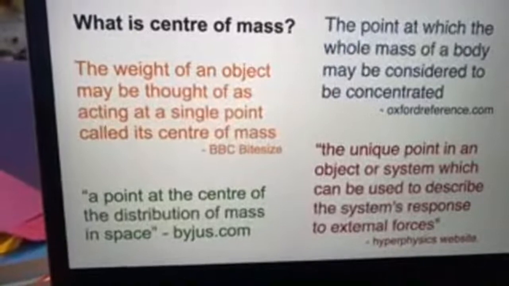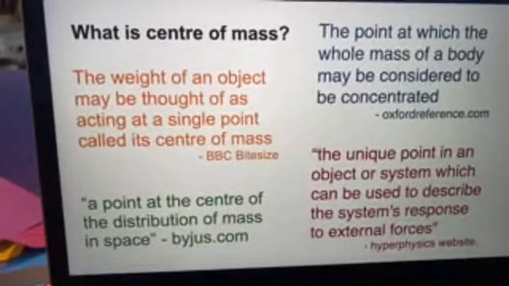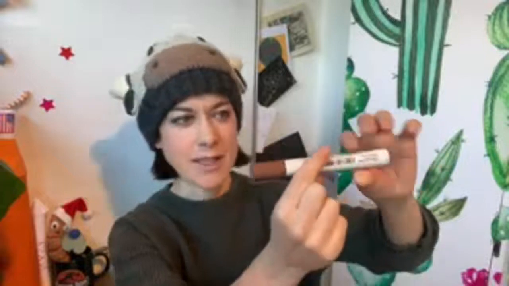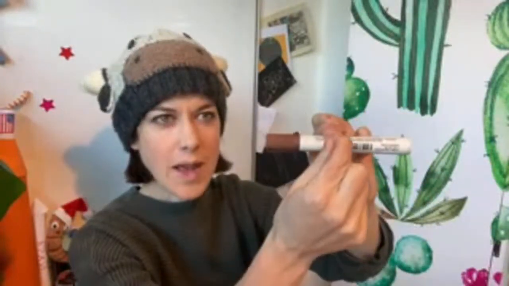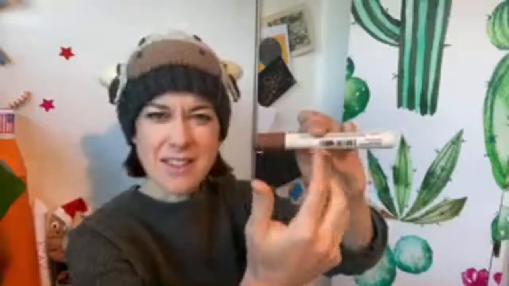The weight of an object may be thought of acting as a single point. So it's like this pen is sort of, if you were going to work out the movements of this pen or do some physics to predict how this pen is going to behave when you add forces to it, that's quite complicated. It's simpler to just think about its centre of mass. The centre of mass of this pen is like a point where you could imagine that all the mass of the pen is concentrated and it'll still behave in the same way, if you know what I mean.